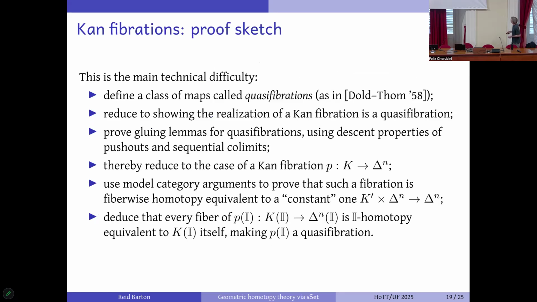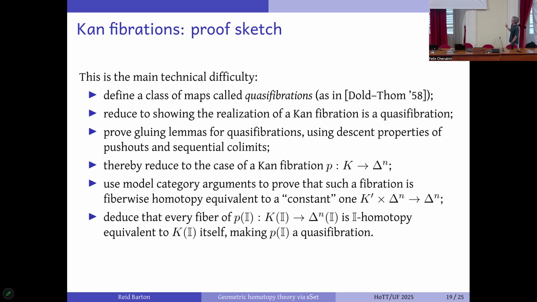Right. This is definitely the most technical part of the whole thing. So I'm just going to go through this very briefly. In order to do this, we're going to introduce some class of maps of types called quasi-fibrations. And this is some kind of version of a notion from classical algebraic topology. It means that the inclusion of the strict point fibers into the homotopy fiber basically is an equivalence. That's a classical concept that also works here. We're going to reduce to showing that the realization of a confibration is one of these quasi-fibrations.